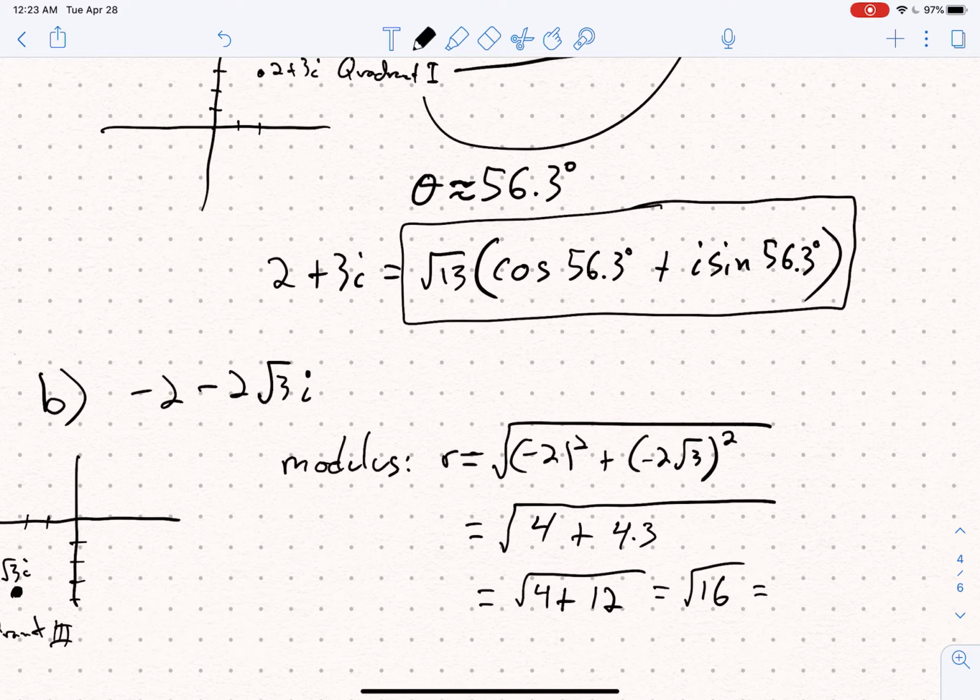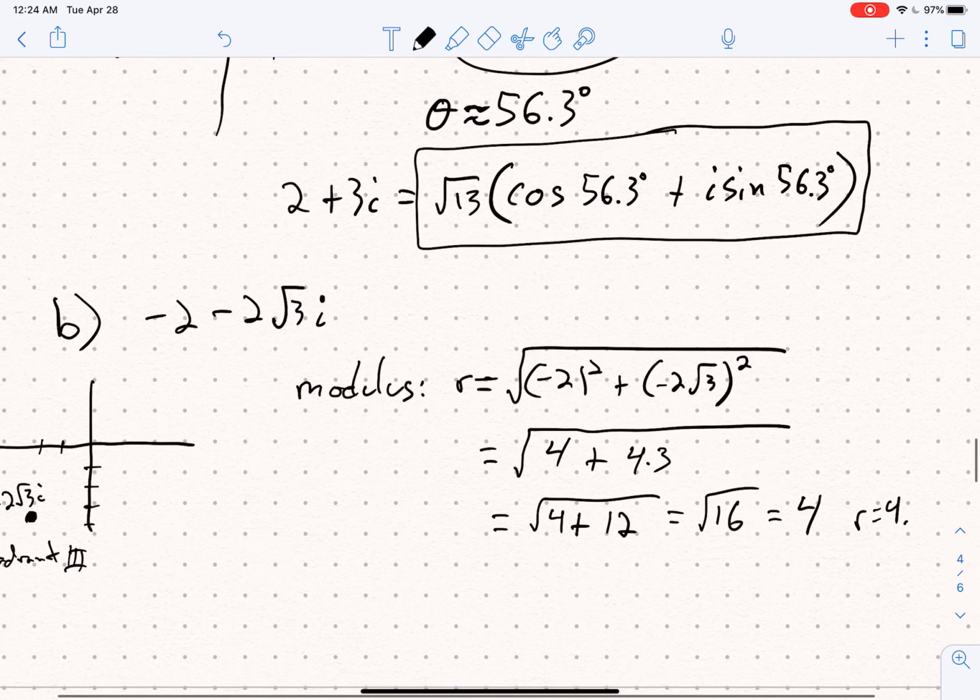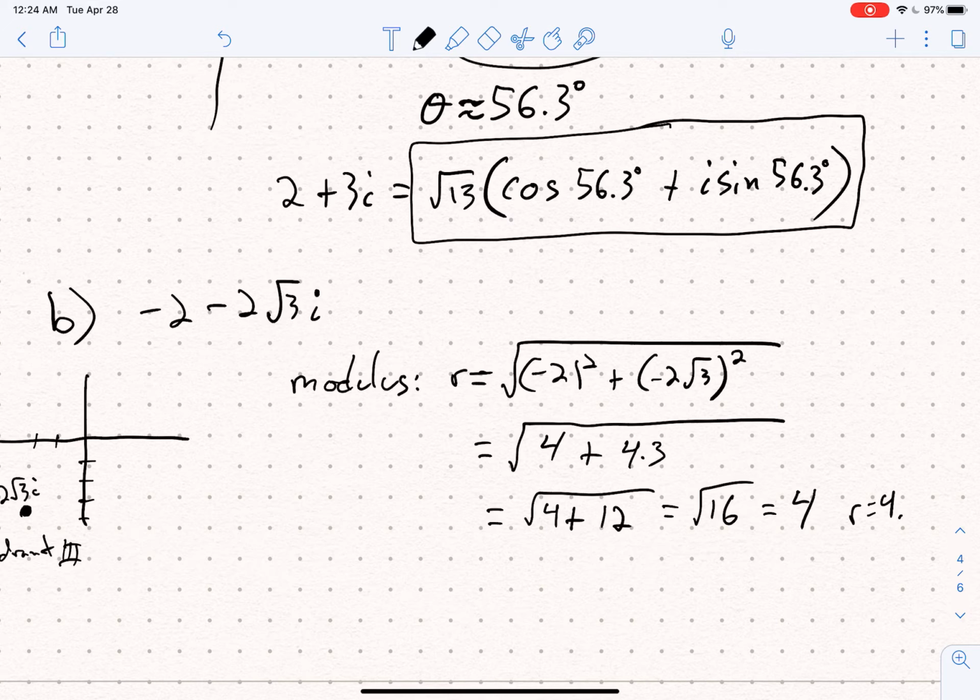And radical 16 is 4. Now, notice the modulus, the r, is never negative. It's always positive or 0. And so it's okay. We don't have to worry about a plus or minus. There's no plus or minus in the formula. It's just always the positive answer that we get here. So our r is 4. That's a nice, simple solution for our modulus.